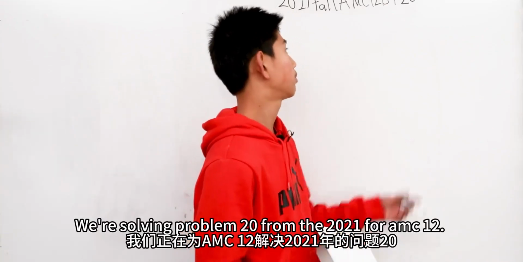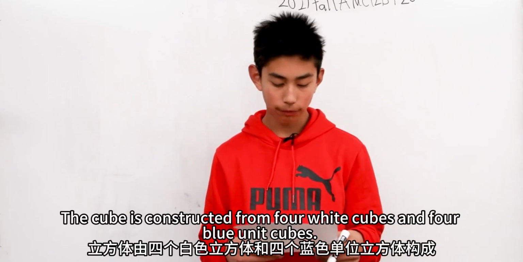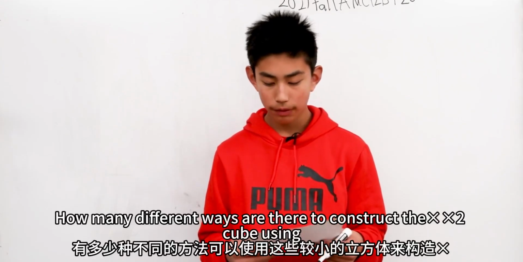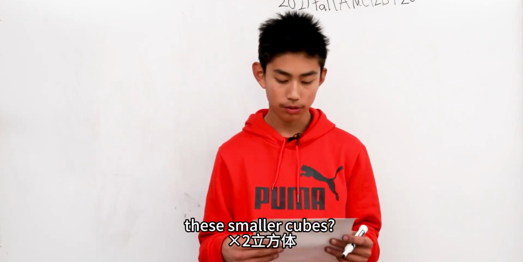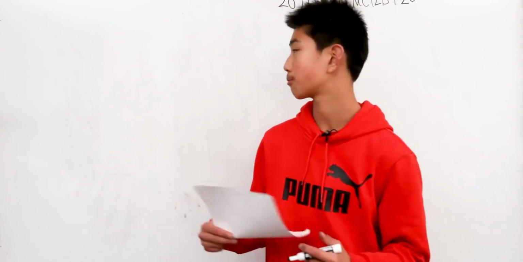We're solving problem 20 from the 2021 Fall AMC 12. A cube is constructed from 4 white cubes and 4 blue unit cubes. How many different ways are there to construct a 2x2x2 cube using these smaller cubes? Constructions are considered the same if one can be rotated to match the other.